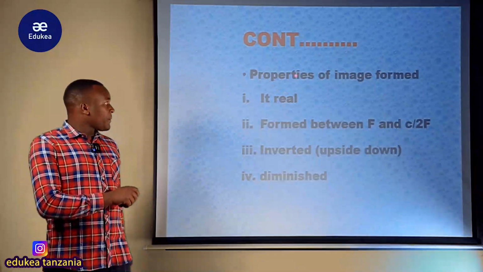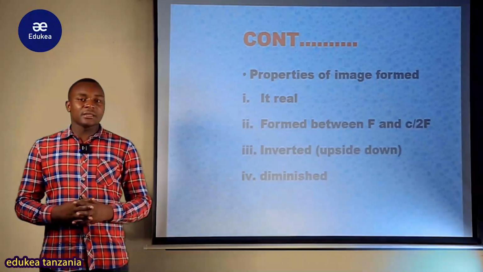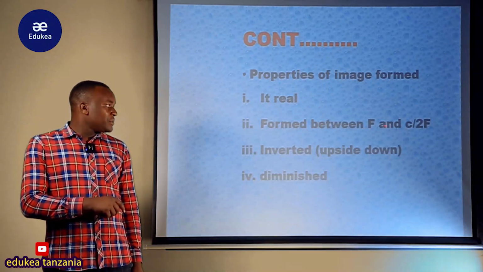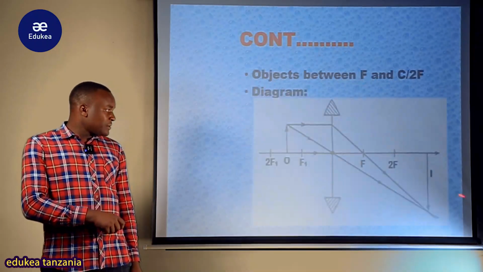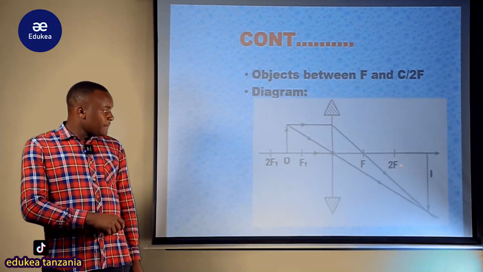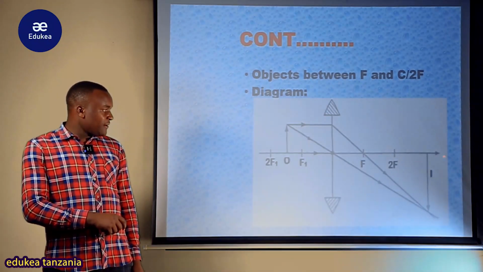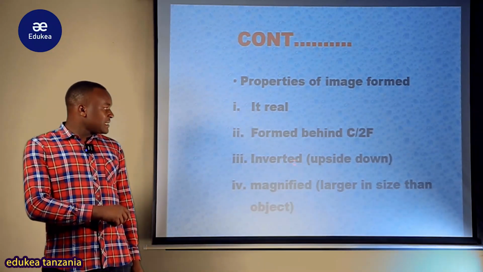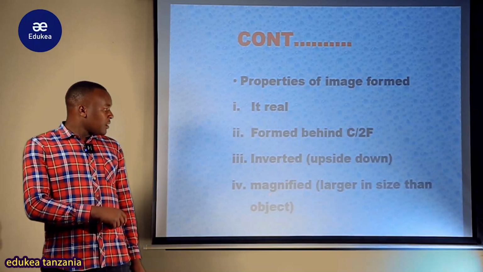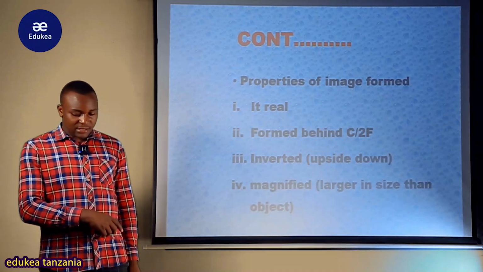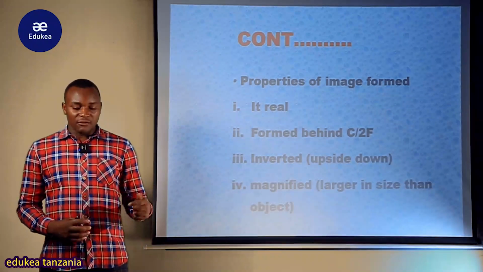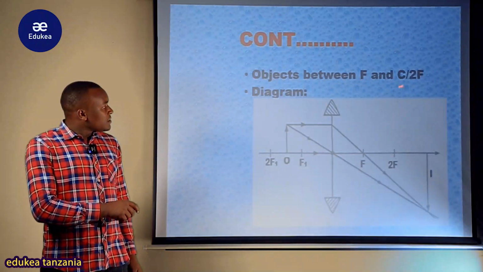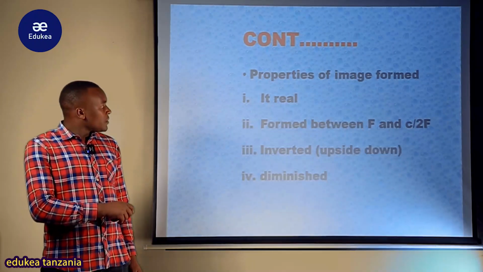So tuangalie properties of image formed. We say that image formed will be real, also formed between F and C/2, as you can see ipo katikati ya 2F na C. Also it is inverted. Also magnification is larger. So vyote hivyo tumeona katika previous slide. Okay.